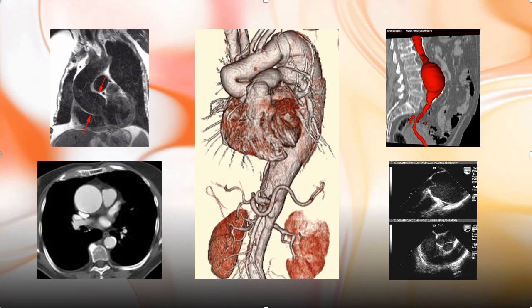This slide also shows some pictures taken for patients with aortic aneurysm. On the lowermost right, we can see pictures of aortic aneurysm involving the ascending aorta, covered by transesophageal echo. In the middle is a 3D CT, and on the left side the MRI and CT.